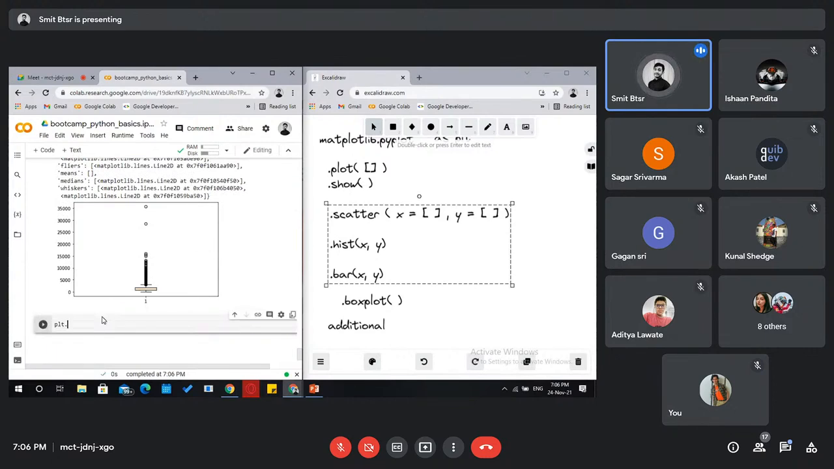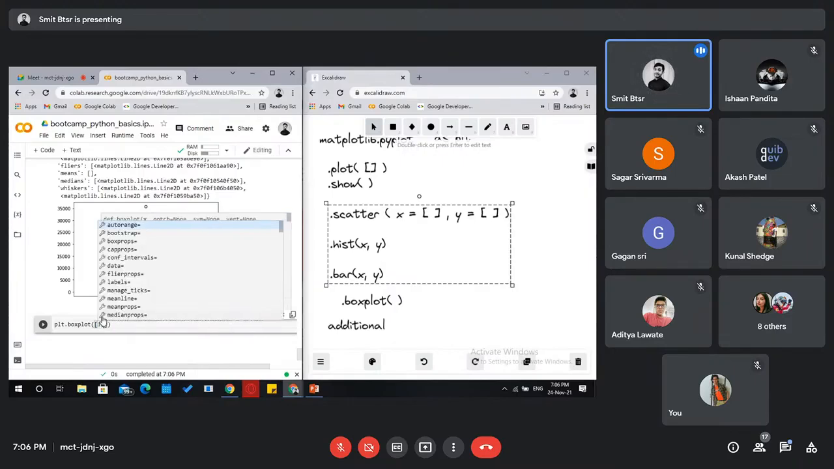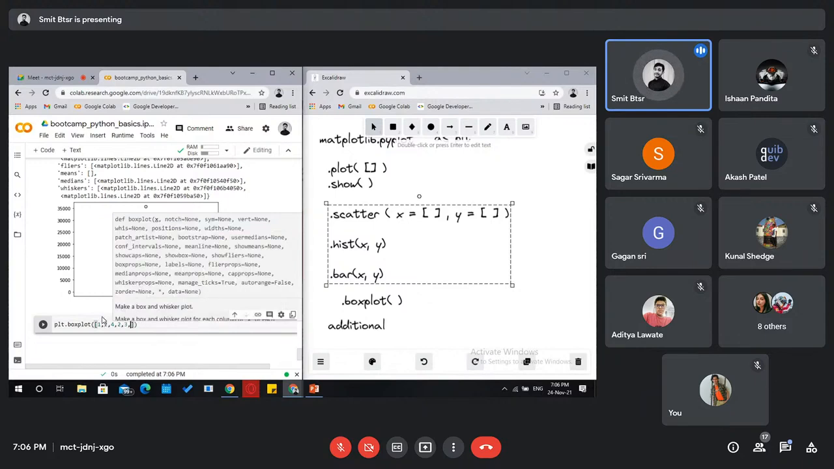Okay, plot, box plot, and then pass our own list, like 1, 2, 3, 4, 3, 2. You can pass any numbers. This is just for simplicity, to know what kinds of graphs there are.